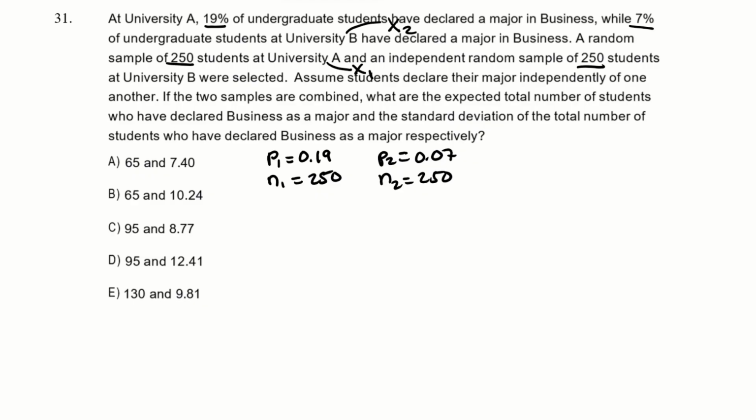Okay, so it's important that you understand that these are binomial variables, right? So it satisfies BINS. B, they either choose business as a major or they don't. Independent, each student is independent from the next. The number of trials is the same, 250. The probability is the same for University A, and the probability is the same for University B separately. Okay, so there's two separate binomials. So that means X1 and X2 are both binomial variables, okay?